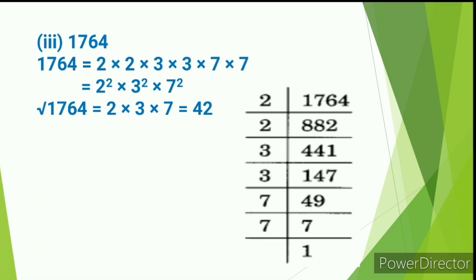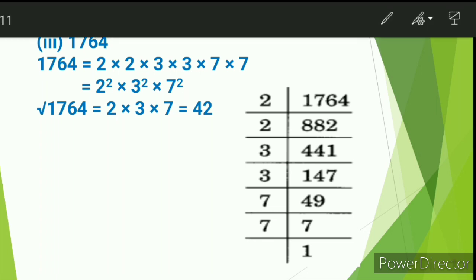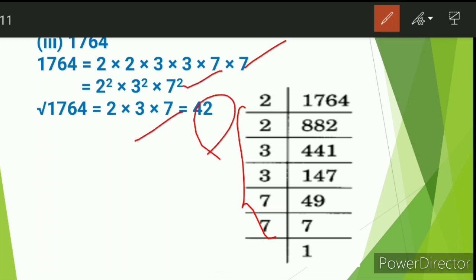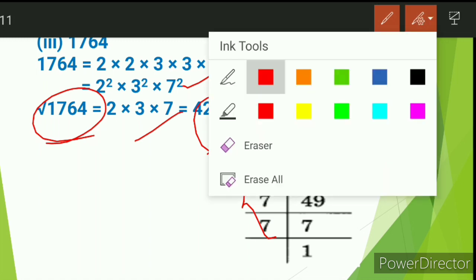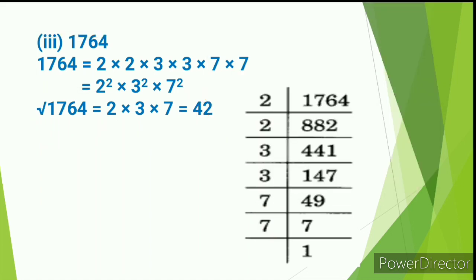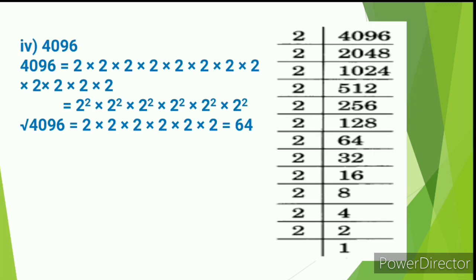Next number, 1764. It is also an even number. All even numbers are divisible by 2, so you start with 2. You will get 441. 441 is an odd number, so an odd number is divisible by odd numbers only: 3, 5, 7. All prime numbers are odd numbers except 2. Got it? After finding the factors, arrange in this way, write in the form of squares, then take the square root. You will get 42 as the square root of 1764. Copy down.